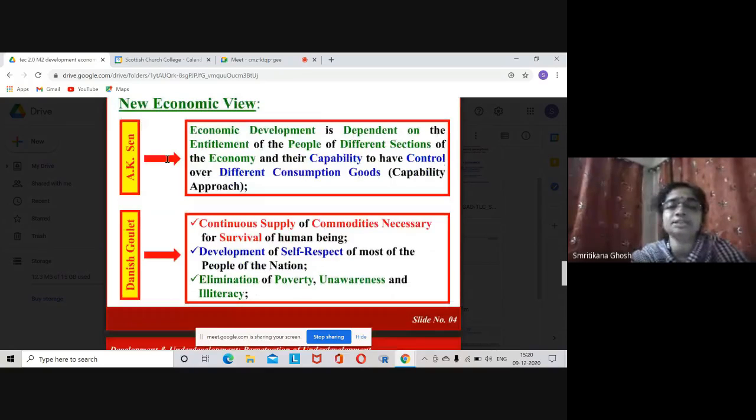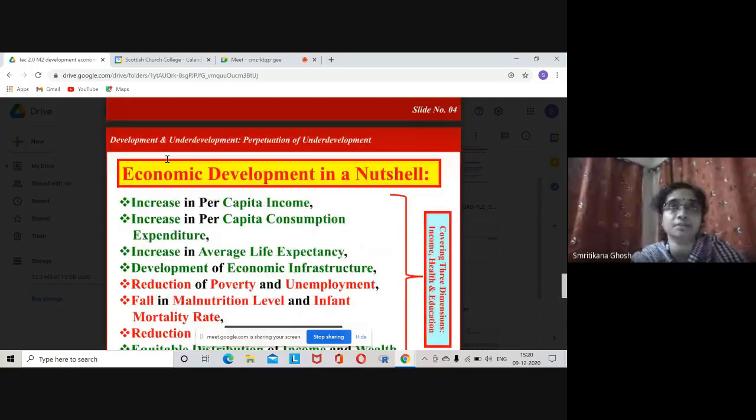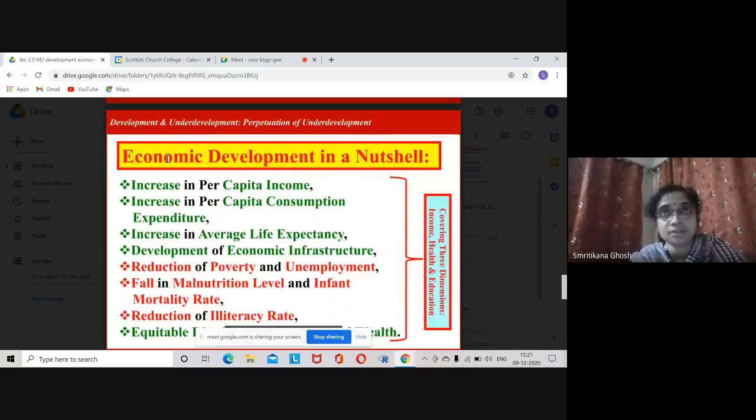Now, after discussing a lot of things from different perspectives about the economic development, what are the main features of the economic development? The very first one is there should be an increase in per capita income. The second one, there should be an increase in per capita expenditure. When there is an increase in per capita expenditure, one can understand that okay, there is an improvement in the standard of living. The third one, the average life expectancy should be better than before, which is a health indicator or the health infrastructure indicator.